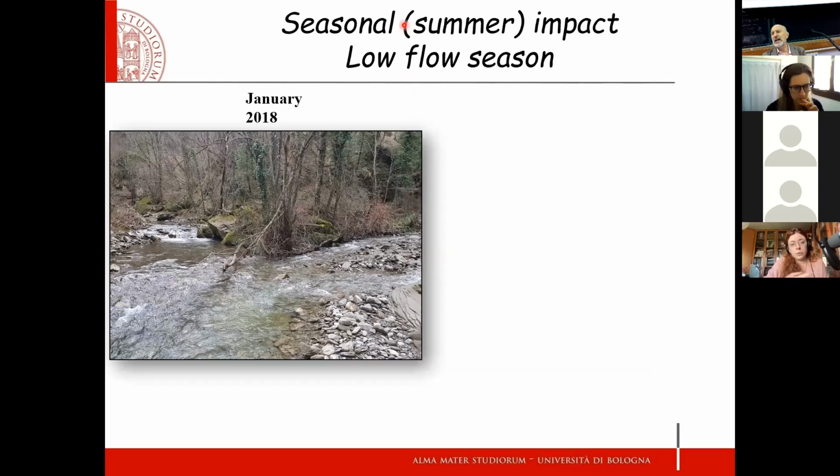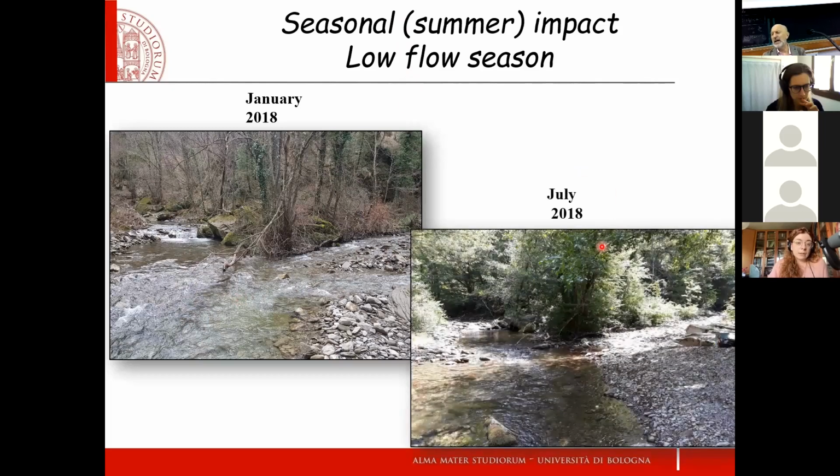This is a photo taken in January 2018. We are at the confluence of two streams in this area, the Rovigo stream from here and the Vecchione stream from here. But in another season, summer, July 2018, you see that the Rovigo stream obviously has a lower quantity of water because we are in summer, but the Vecchione stream on the right is completely dry. And this desiccation of the stream is due to the groundwater draining of the tunnel.